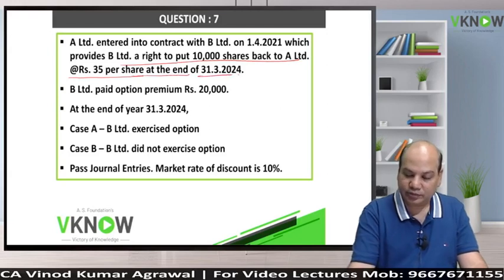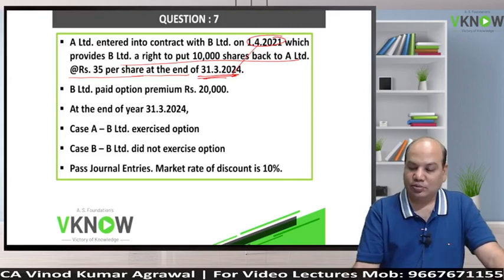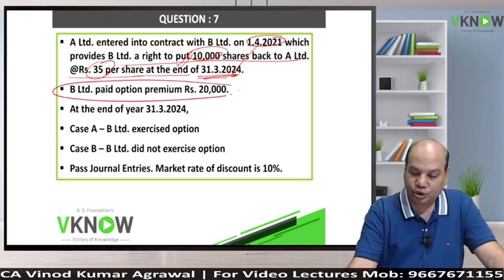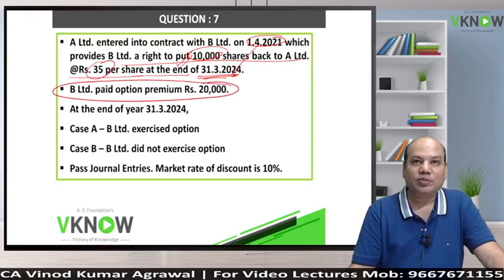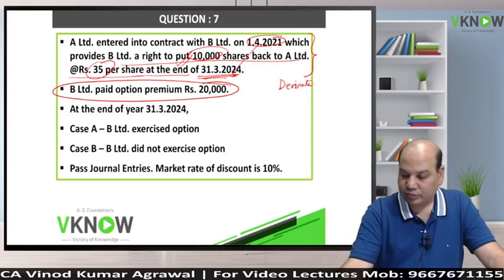After 3 years, can you see the gap? After 3 years, the other party can put the share back to you for 35 rupees per share. So 10,000 into 35, 3,50,000. But because it's a put option, the party is going to pay you the premium. But this is a derivative contract which will be treated as equity contract.